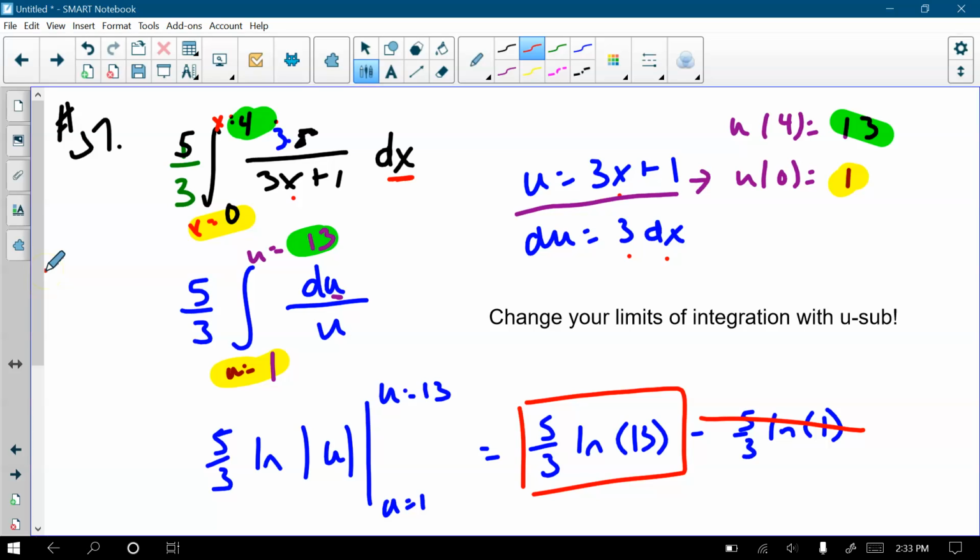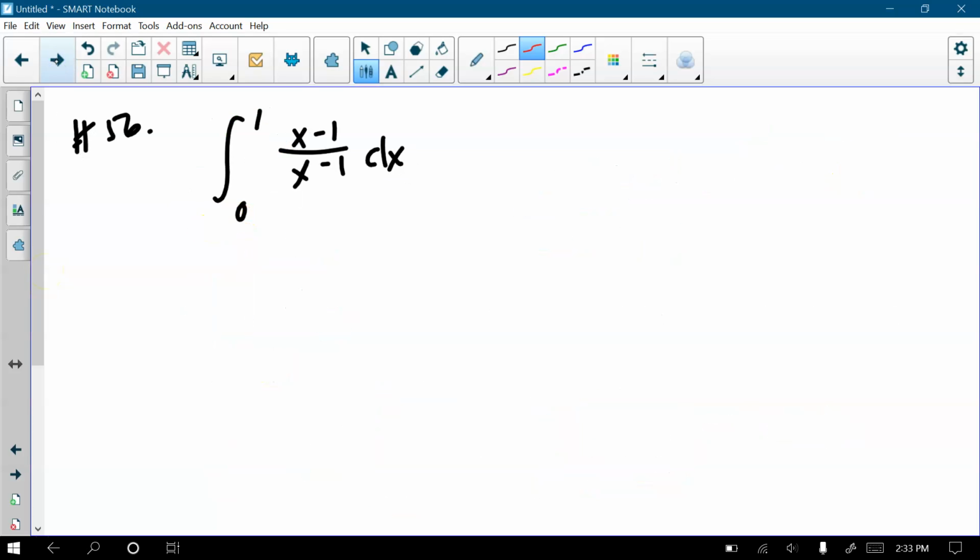Okay, let's go on to the next one. 56, kind of the same problem. Let's do some polynomial long division, because I can't do a u sub here, because if I do a u sub, I mean, it's not, oh wait, that doesn't look right. It can't be x minus 1 over x minus 1. It's x minus 1 over x plus 1, Mr. Lakin. Okay, so let's do plus 1.